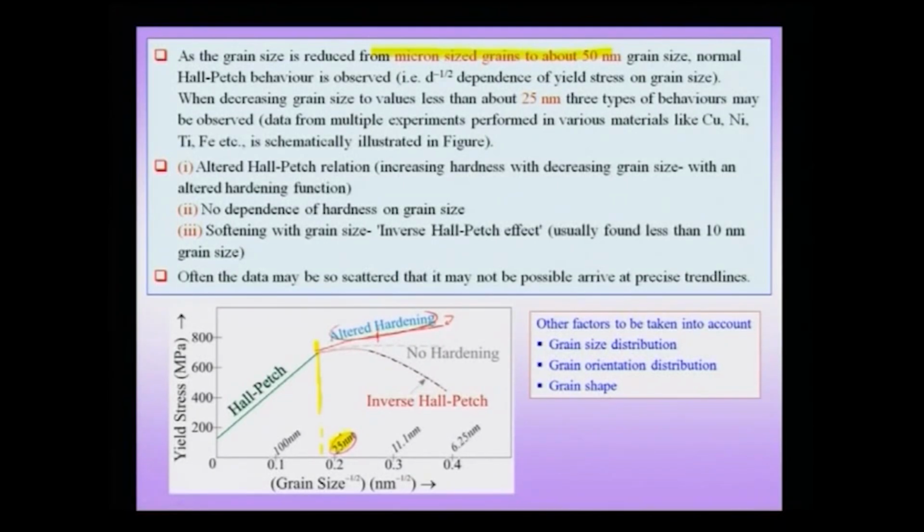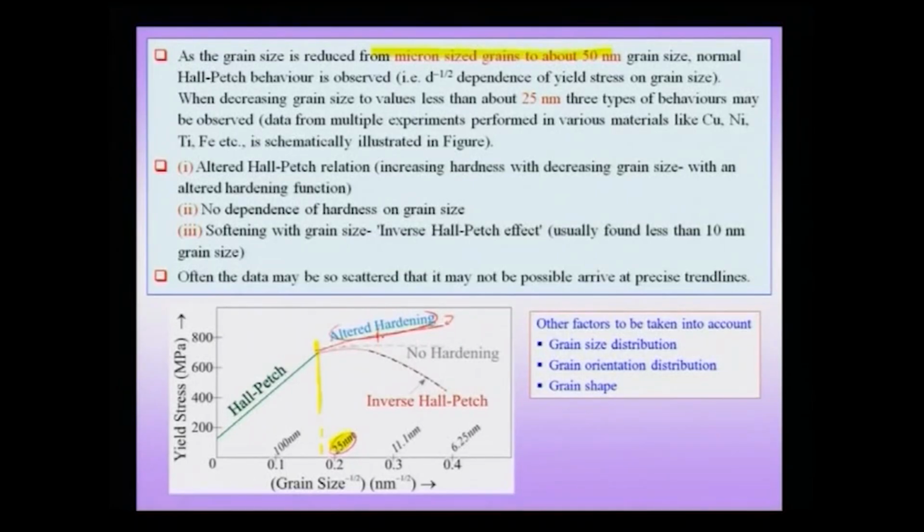The other possibility is that there is no hardening. That means the material's hardness tends to remain constant with grain size as you go down below 25 nanometer. The third possibility, which is also seen in some materials, though it must be said that this has not been verified for a large class of materials, or has not been verified without much scatter in data. In other words, there is considerable scatter in data whenever they try to do measurements at these small grain sizes.